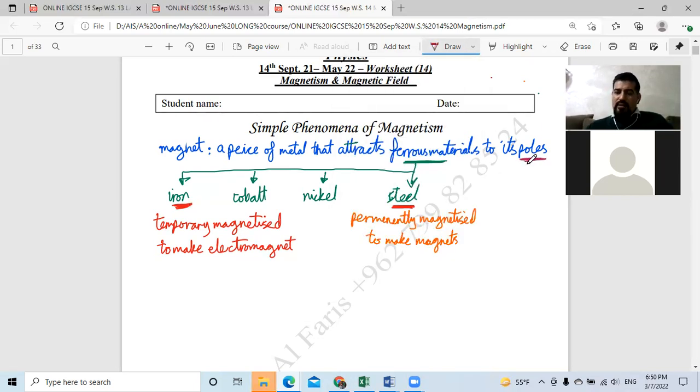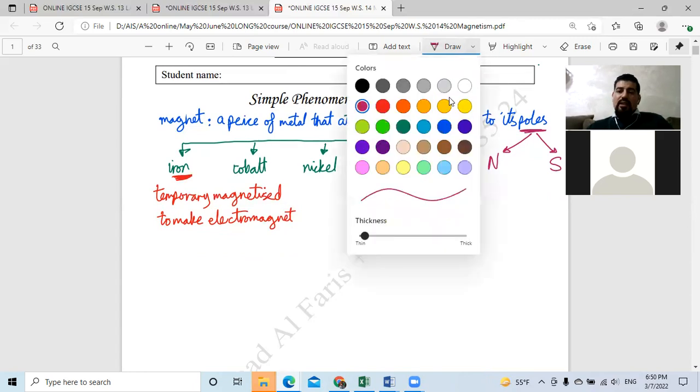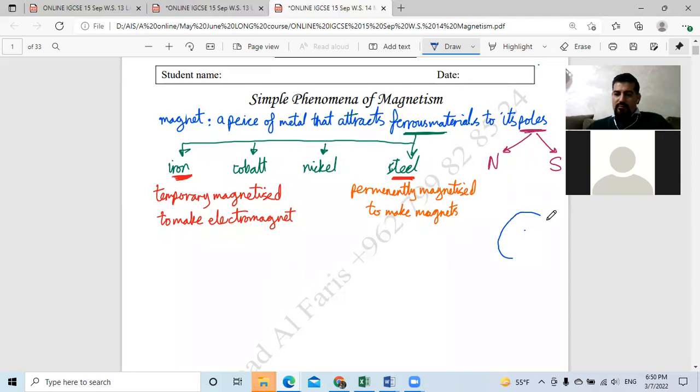Second thing, we have something called poles, and we have 2 poles here. One we call north, and the other we call what? South. Why do they call it north and south poles? Because we know that the Earth is a huge magnet. This is the Earth.